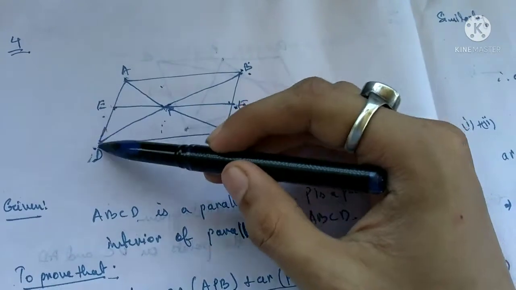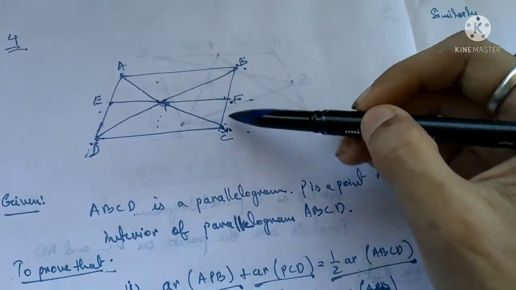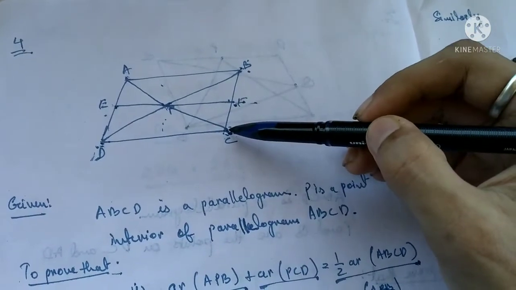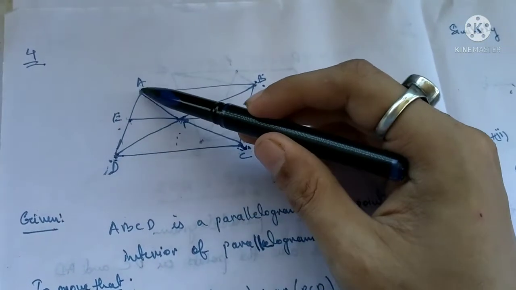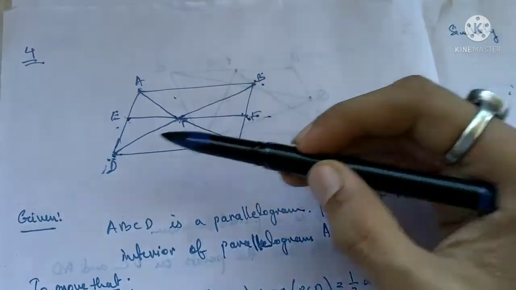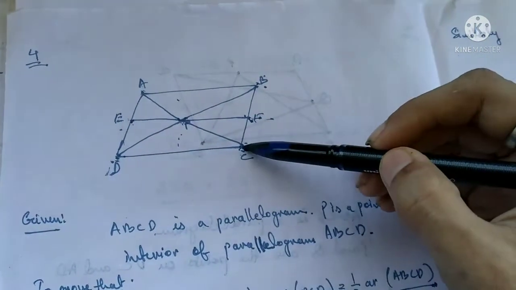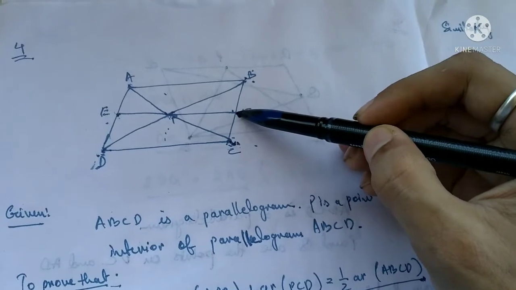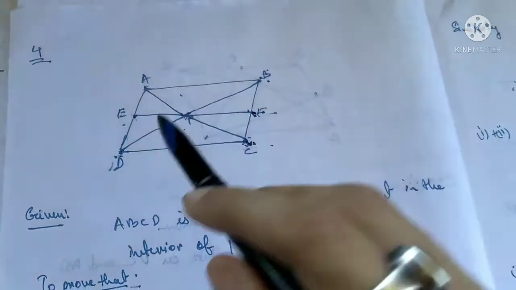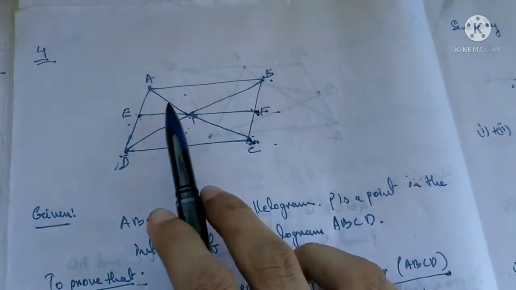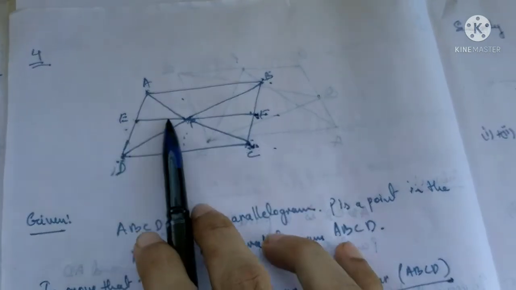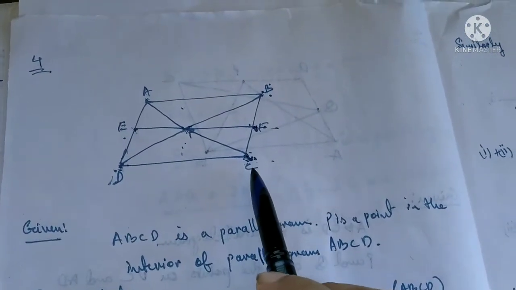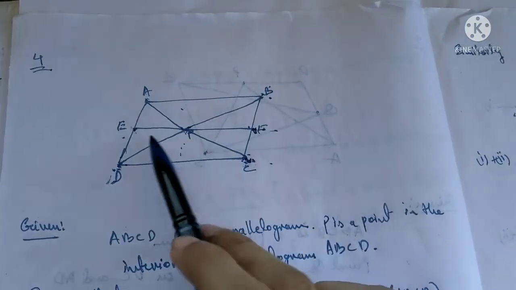Understand? So since AD is parallel to BC, now I can say that DE is parallel to CF. Because this line is parallel to this line, of course this line will be parallel to this line. Yes, DE is parallel to CF. Therefore I can say that DCFE is a parallelogram. Understand how I have shown DCFE is a parallelogram?